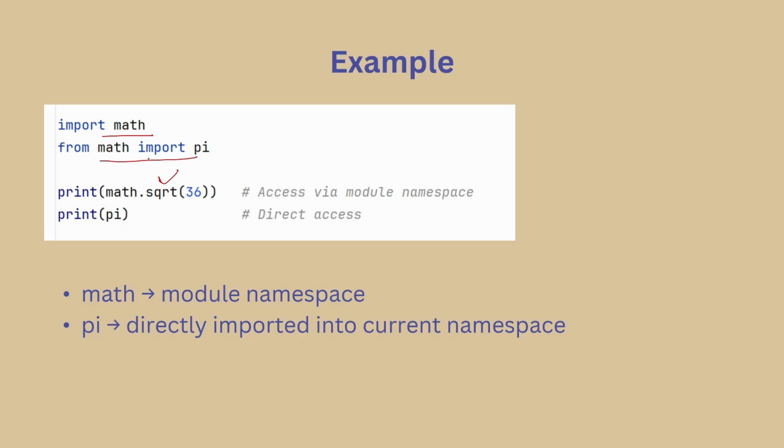And here when I say from math import pi, the namespace that will be created will only have this object, pi. So I'll say print pi and directly access it. So this is the difference: math is a module namespace, while pi is directly imported into the current namespace.